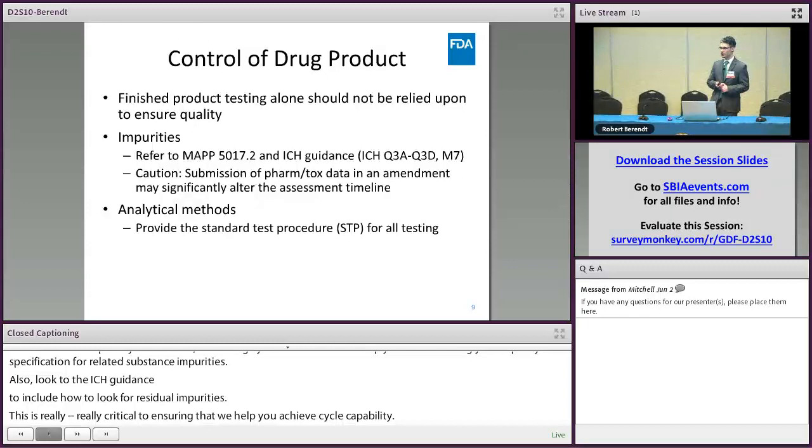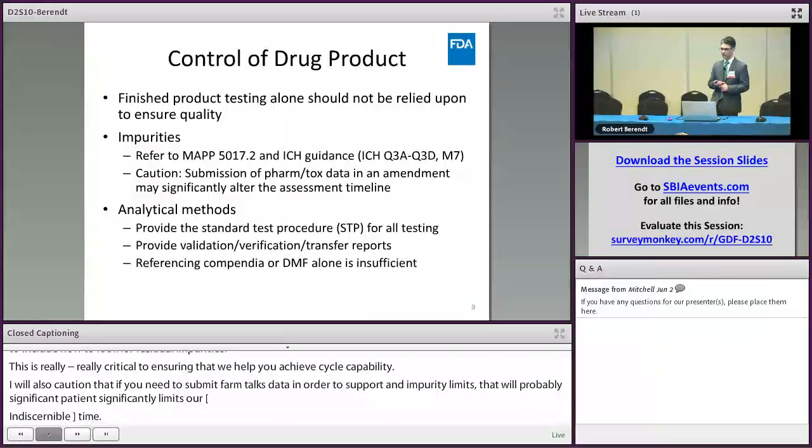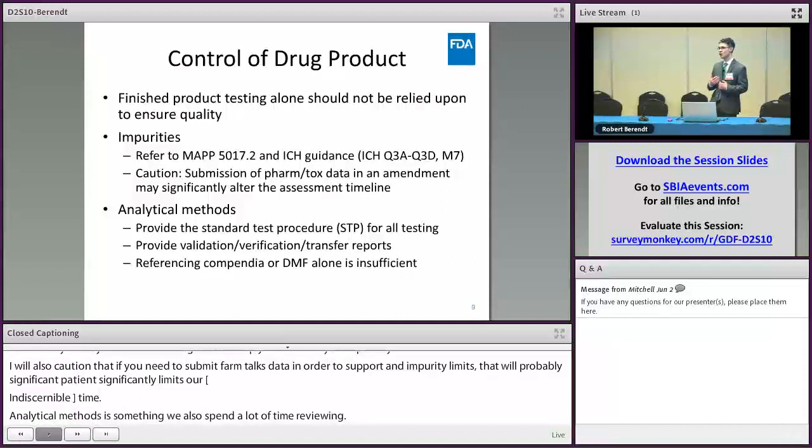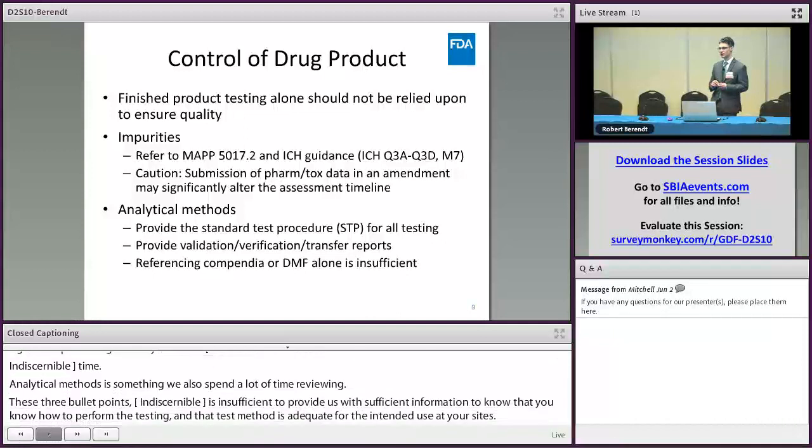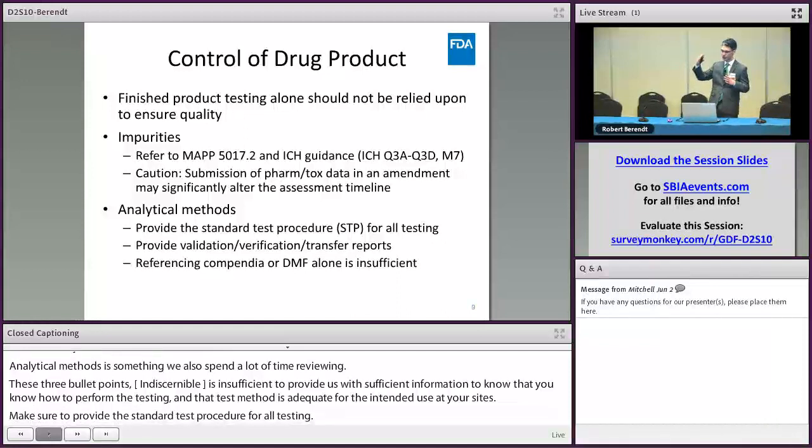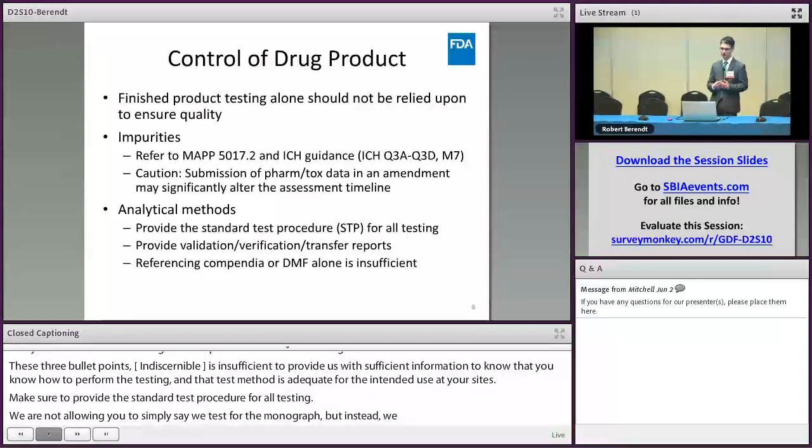Analytical methods is something we also spend a lot of time reviewing. These three bullet points. Referencing compendia or DMF alone is insufficient in order to provide us with sufficient information to know that you know how to perform the testing and that the test method is adequate for the intended use at your site. So make sure to provide the standard test procedure for all testing. We are not allowing you to simply say we test per the monograph, but instead we expect a full standard test procedure with all of the testing procedure outlined so that we can understand what steps the analyst is actually taking to do that routine analysis.